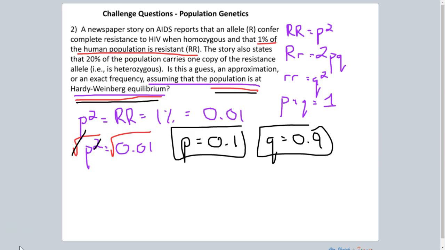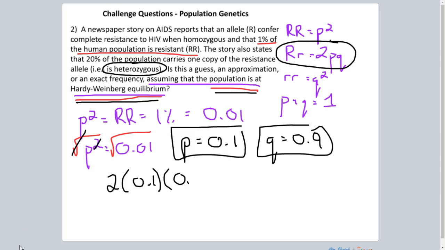We go back to the question. The story also states that 20% of the population carries one copy of the resistance allele, or in other words, is heterozygous. The newspaper story is reporting that the genotypic frequency for heterozygotes is 20%. We're asked to check that. To do that, we need to remember that genotypic frequency is equal to 2 times p, 0.1, times q, 0.9. When we do that calculation, we see that 2 times 0.1 times 0.9 is equal to 0.18. The genotypic frequency of heterozygotes in this population as described is 0.18, or 18%.